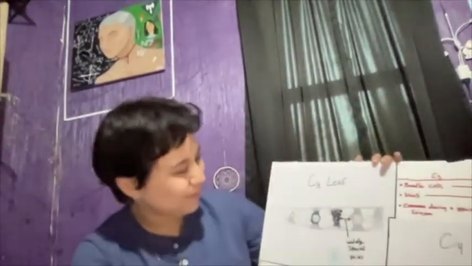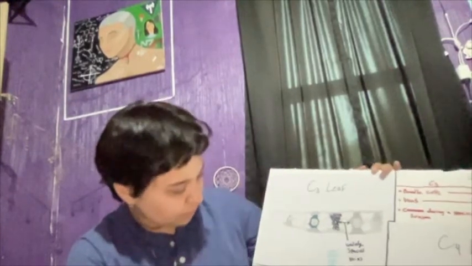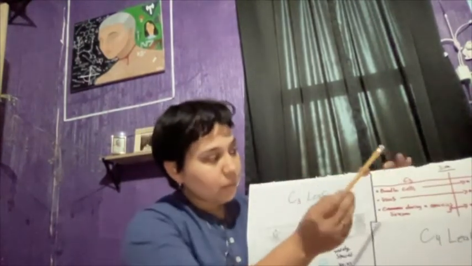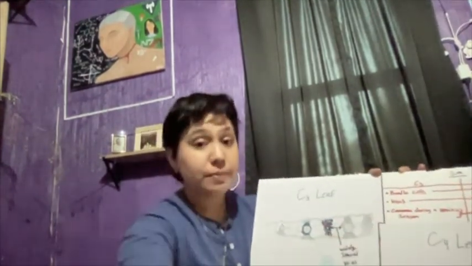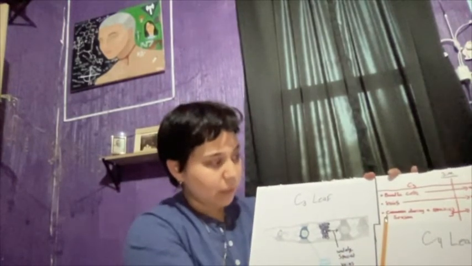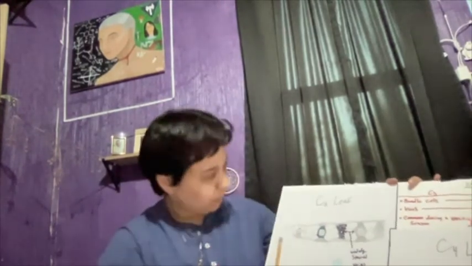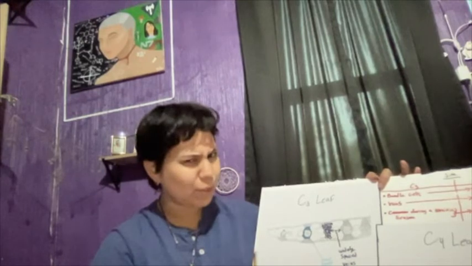So number 4 is, what are the major similarities and differences between C3 leaves and C4 leaves? Use hand-drawn diagrams to support your answer. The similarities are they both have bundle sheath cells, they both have veins, and they both are common during a specific season. C3 plants are the cool season plants, so like autumn and winter. I could be wrong about the winter one, but like autumn.